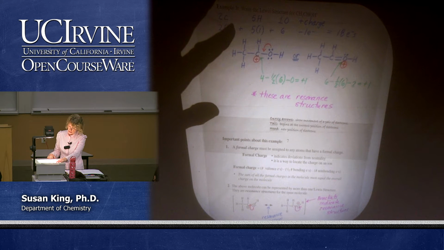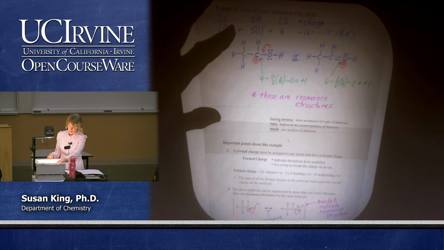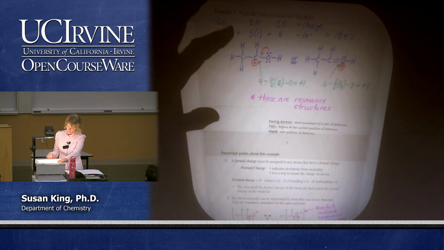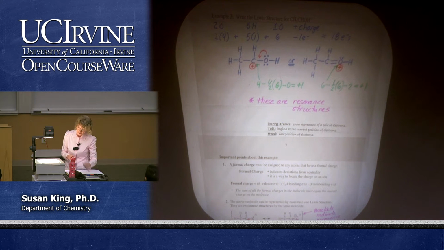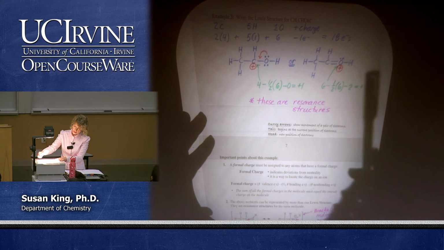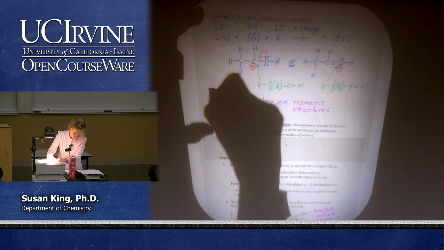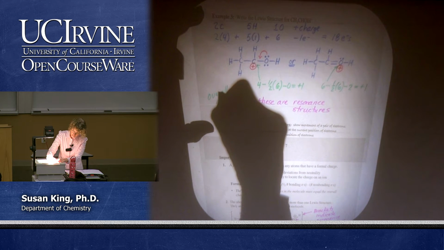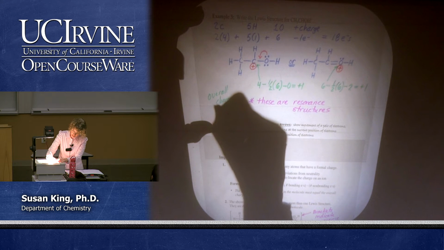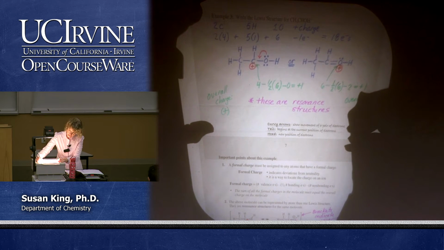Formal charge must be assigned to any atoms that have a formal charge. That's very important in organic chemistry. We talked about how to calculate formal charge. The sum of all the formal charges in the molecule must equal the overall charge of the molecule. So we want to make sure when we're drawing resonance structures that our charges are matching up. So we have a positive charge on carbon. Here we have a positive charge on oxygen. The overall charge is +1 for each of these. So we want to make sure we take a look at that. Overall charge is plus, and over here overall charge is plus.